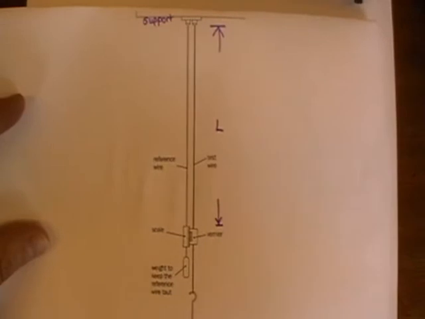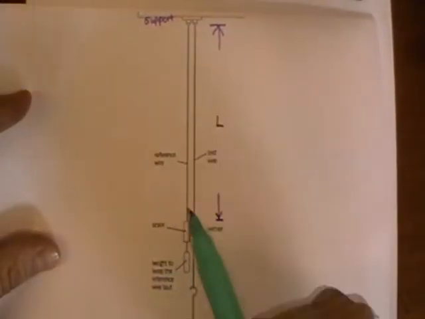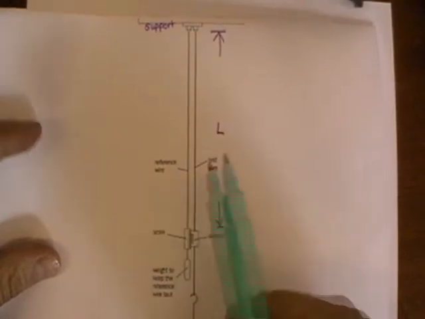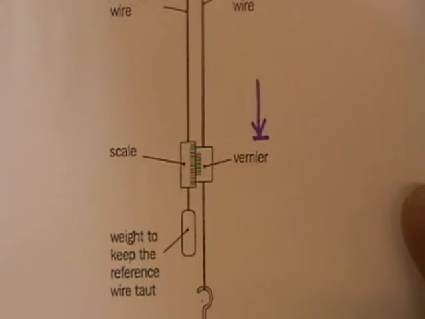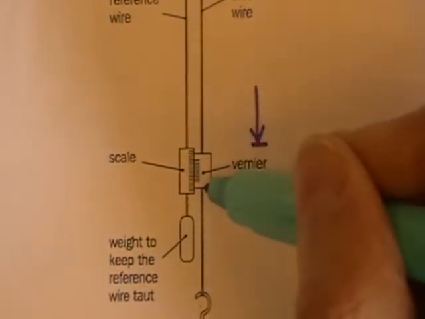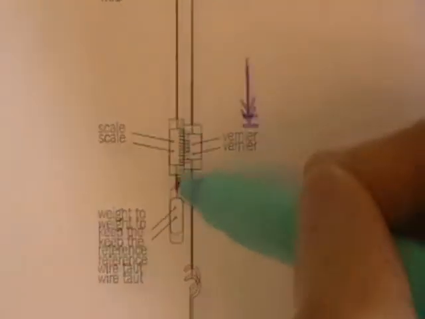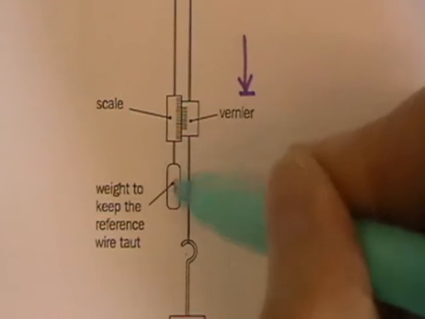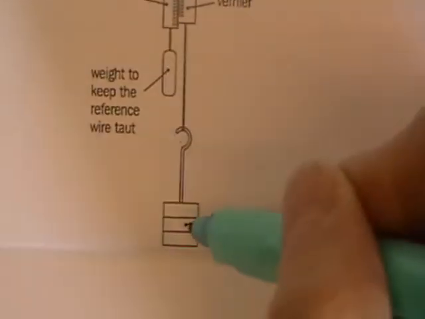And so you have something drawn there where you show a support, 2 wires, one of them is a reference wire and the second is a test wire. You can see down on the bottom third of the wire you've got a vernier scale, and you have a reference scale opposite that on the test wire. A weight on the reference wire to keep it nice and tight, and then your load is going to be placed on the test wire.